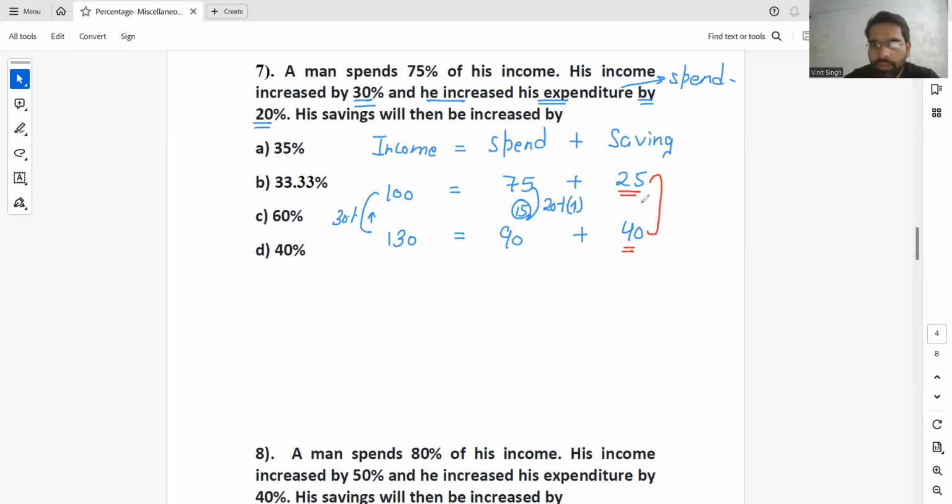So how much is the saving increased? 15. Now in percentage, we are comparing how much percent the final saving increased with respect to the initial value, 25, into 100. It becomes 60%. So the saving will increase by 60%. Now, next question.